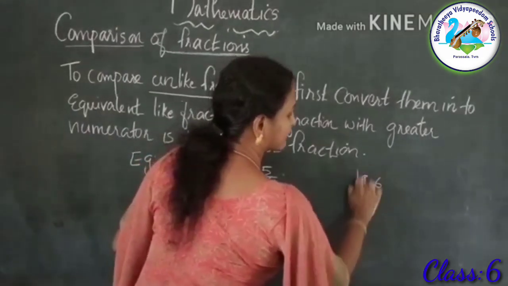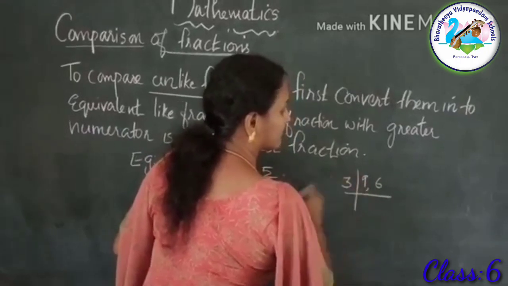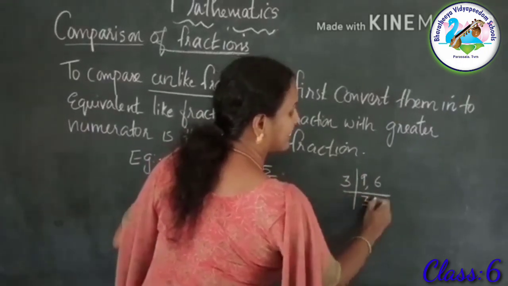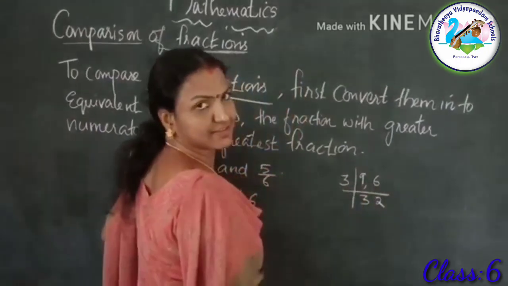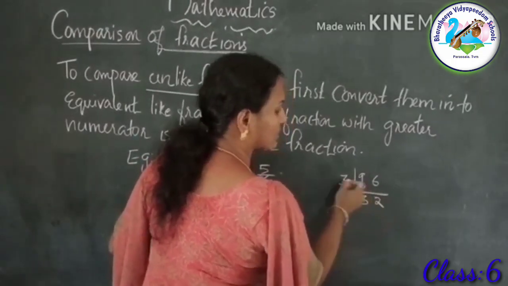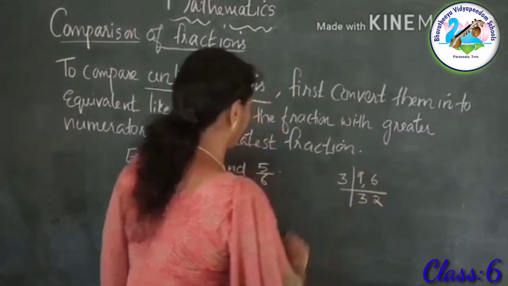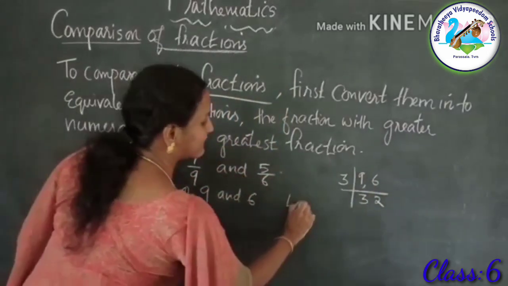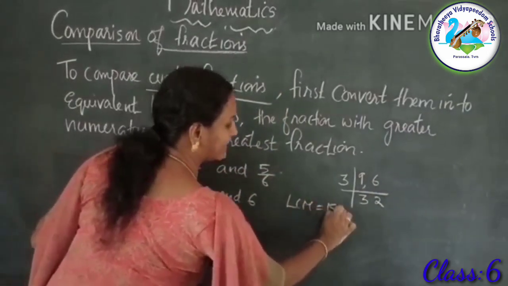9, 6. 3 3s are 9. 2 3s are 6. So the LCM is 3 into 3 into 2. 3 into 3 is 9. 9 into 2 is 18. So LCM is equal to 18.